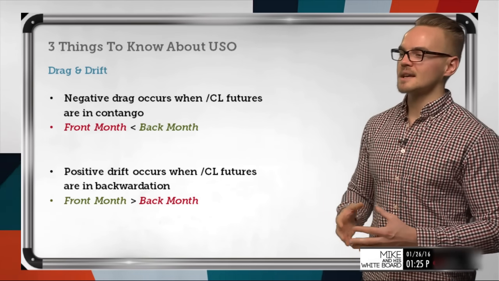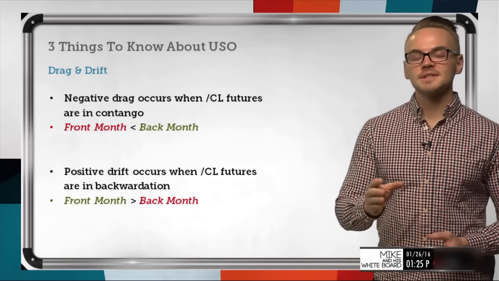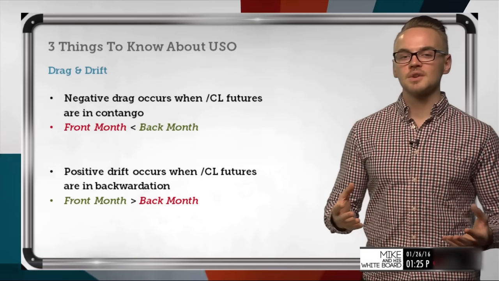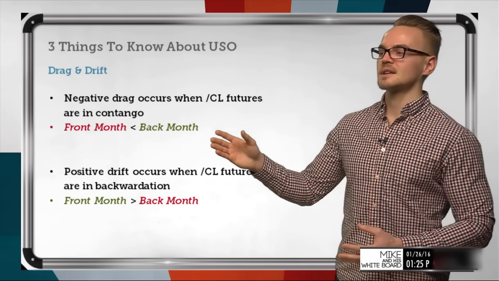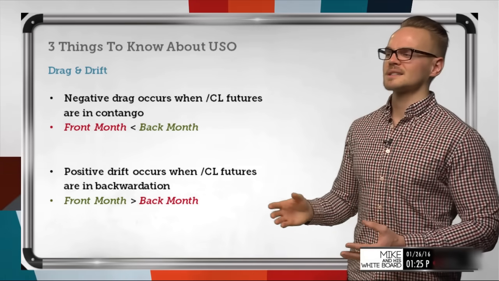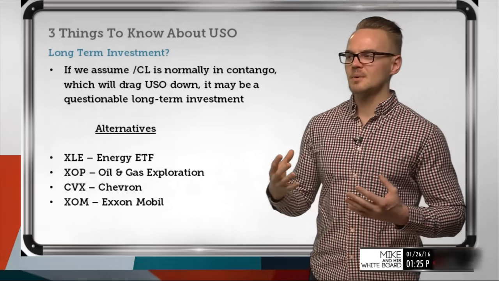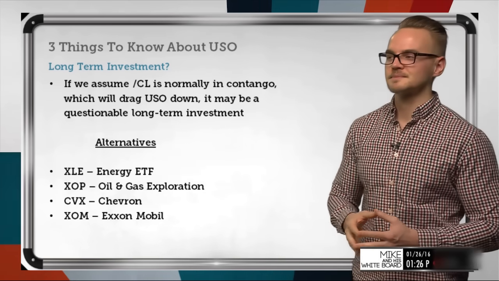So what you'll see is that when the CL futures curve is in backwardation, you could see an outperformance of USO products that are based on the futures curve. And when CL futures are in contango, you might see an underperformance. So let's go to the next slide here and we'll drag this all together and see what happens when we look at USO specifically and compare it to some other products.